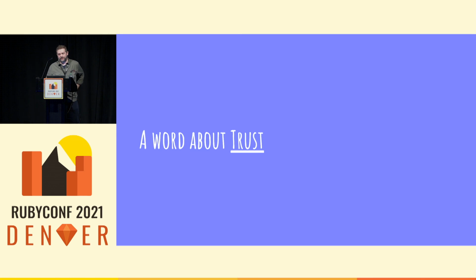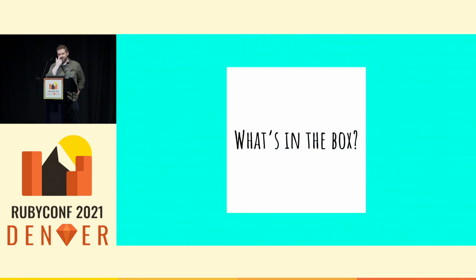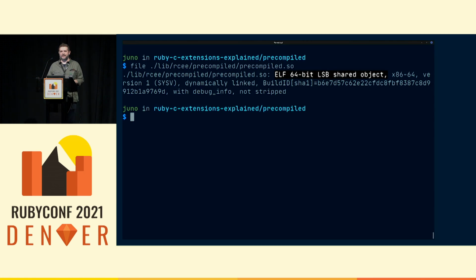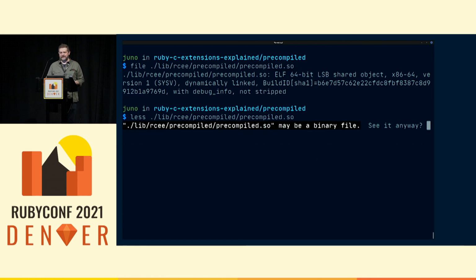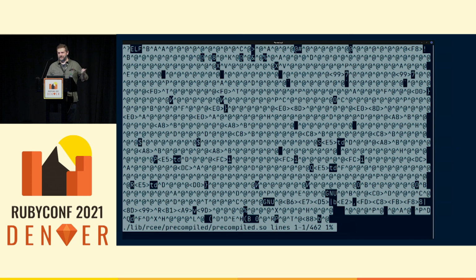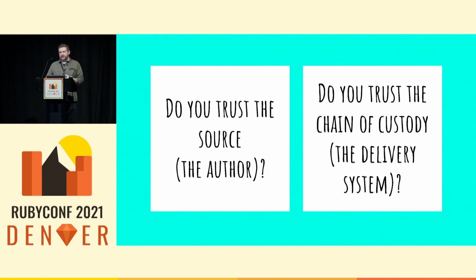Quick word about trust before I wrap up. How do you know what's in the box? Precompiled gems, like Nokogiri, are giving you an opaque library file that's just copied onto your production system during installation. Like, how do you know what's in it? The short version is you don't. You could decompile it and analyze it if you wanted to, but human tools make it look like this. There's no way you as a human can eyeball it without specialized tools. And the question about whether you trust that gem boils down to, do you trust the source, the author, and do you trust the chain of custody, the system that delivered the gem to you?